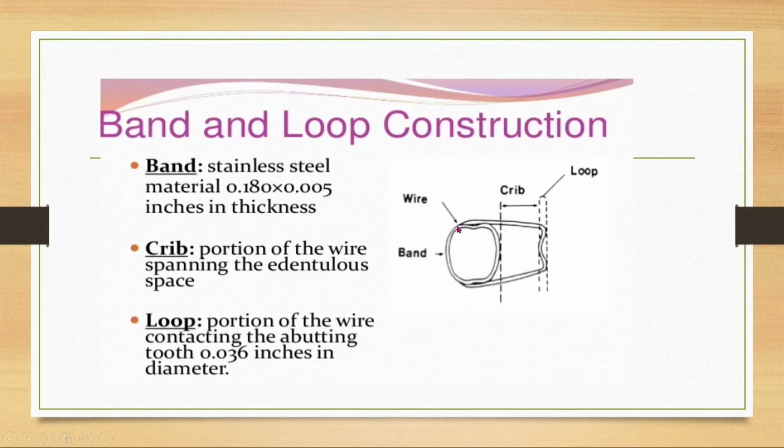This is a wire and band loop. This is a crib. Crib is a portion of the wire spanning the edentulous space. This is the edentulous space, and the crib is a wire spanning through the edentulous space, and there is a loop portion of the wire contacting the abutment tooth. This is where it contacts the abutment tooth, and the band encircles the abutment.